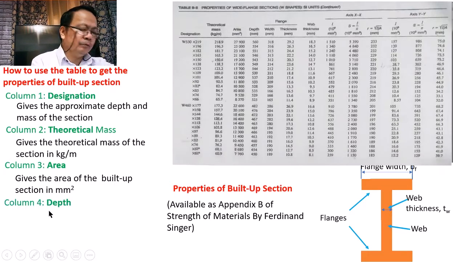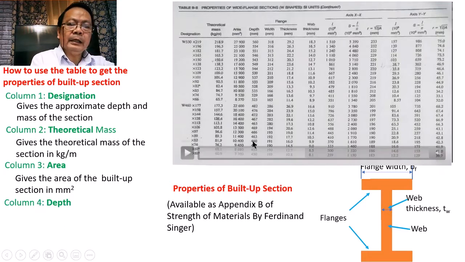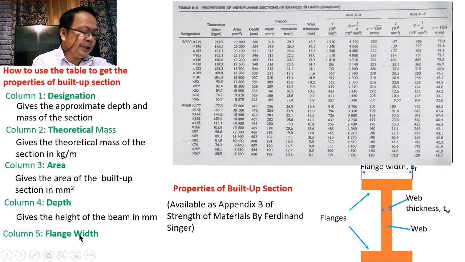Yung next column, column 4 is the depth. Ito yung depth na tinutukoy natin. Diba? At mapapansin natin, kung meron tayong approximate depth na 530, yung actual depth niya is 560. At least hindi malayo doon sa 530. Ano? Yung 530, mapapansin niyo that they are almost very, very close to that. And they are grouped as to have almost the same depth of 530.